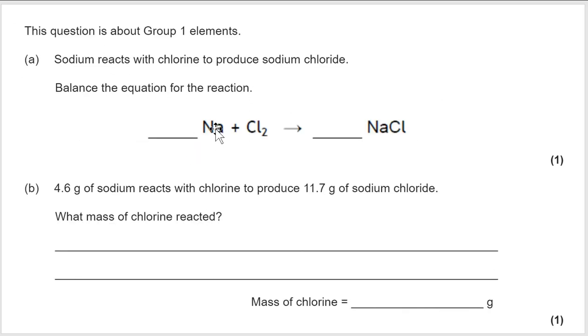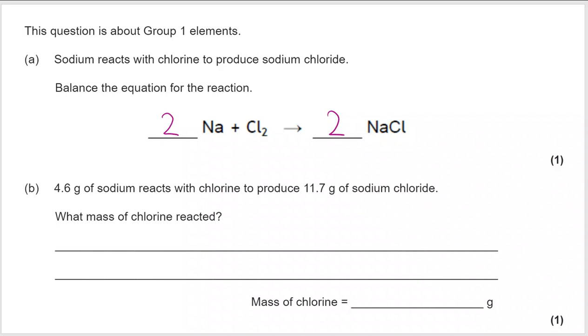We've got the equation for sodium reacting with chlorine to make sodium chloride. We've already been reminded that chlorine is a diatomic molecule. So that's the first thing I'm going to balance. I've got 2 Cl's on the left, so I need 2 Cl's on the right. But I now have 2 Na's on the right, so I'm going to need 2 Na's on the left.